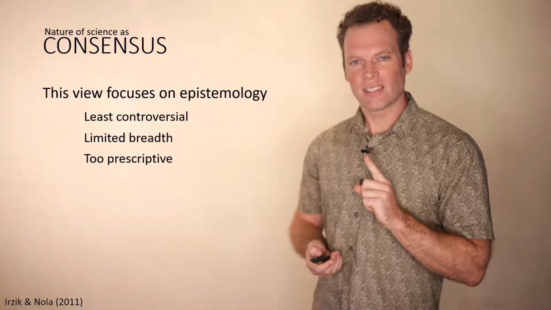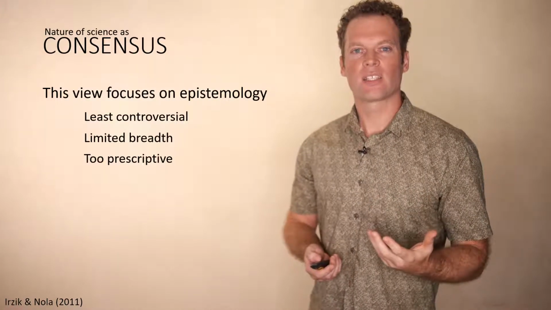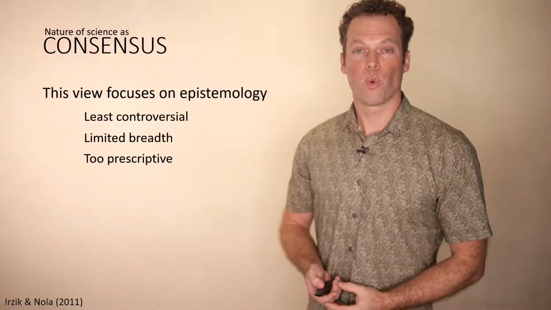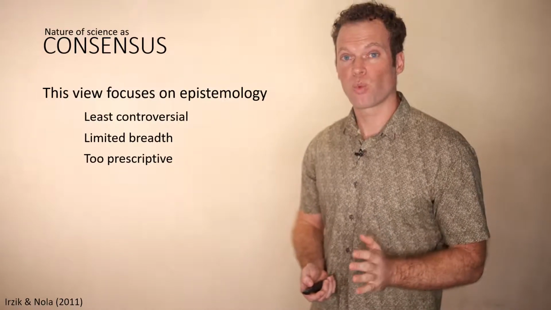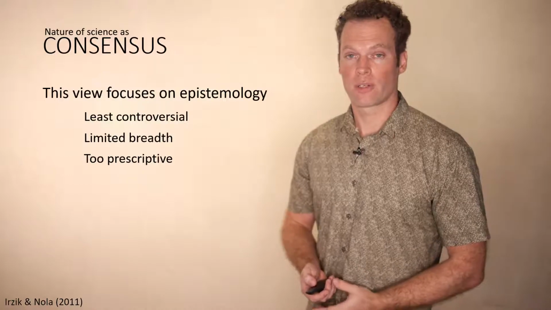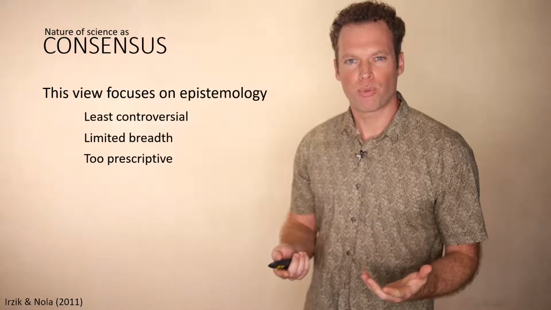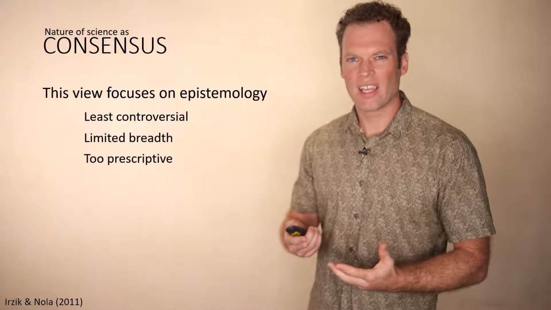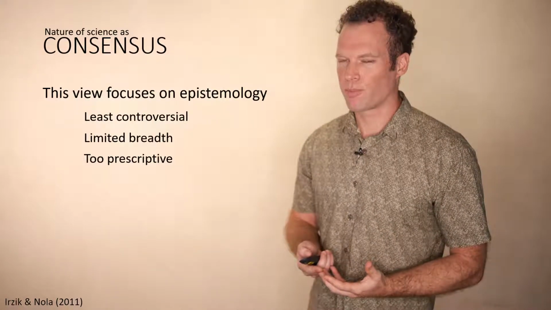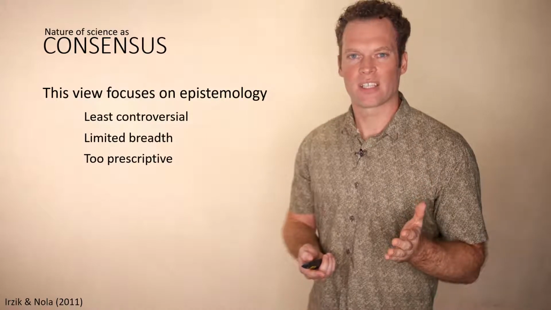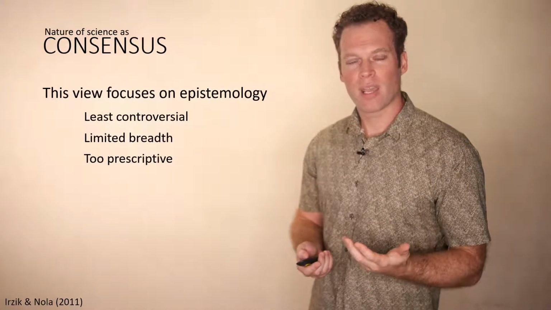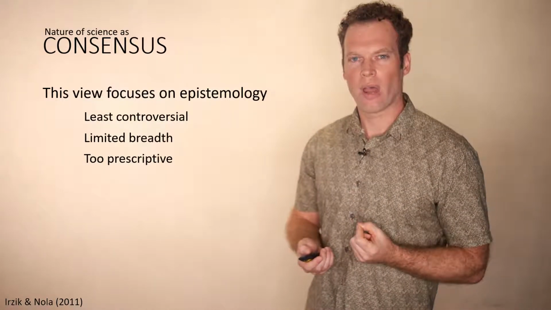It has to do with the nature of knowledge. What makes it the consensus view is that it is the least controversial definition of what science is. Most scientists would agree with that characterization of the nature of science. But that characterization has limited breadth, right? It doesn't really cover all of the different aspects that a scientific discipline can have. And because of that, because it's so narrow, it's rather prescriptive.